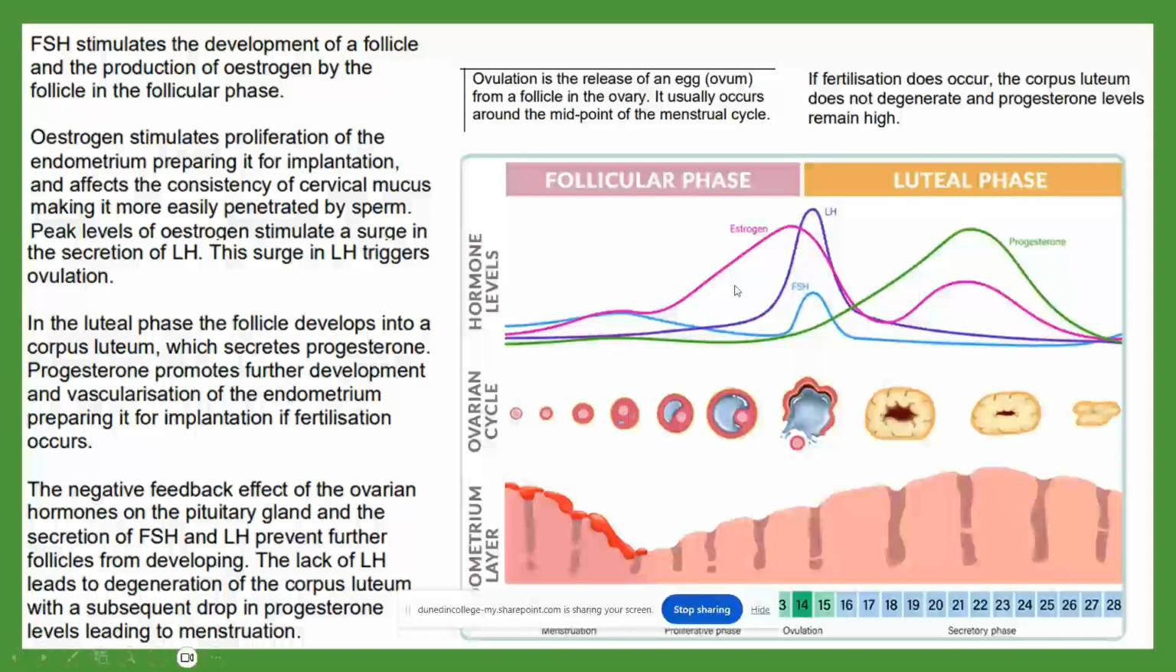What we've got here are the four hormones: estrogen in pink, LH in purple, FSH in blue, and progesterone in green. We've got the two distinct phases of the menstrual cycle: the follicular phase covering roughly the first 14 days, where it's about preparing the follicle for release, and the luteal phase, the final 14 days, where we're maintaining the endometrium and preventing the onset of the next cycle in case of fertilisation.